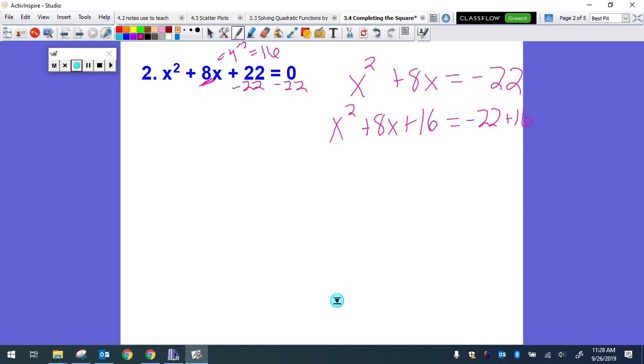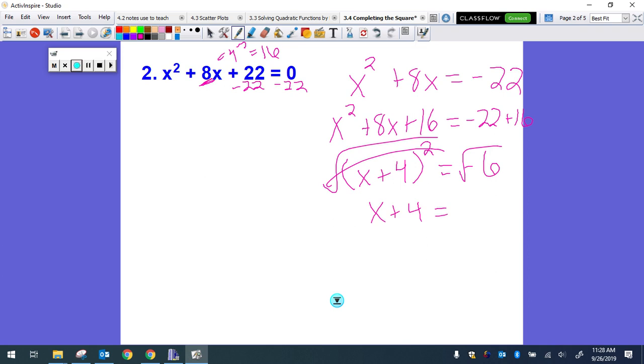Let me go ahead and combine. Half of 8 is 4, so that's what would go in this half. On the right side, we want to combine. Negative 22 plus 16 is negative 6. Next step, take the square root of both sides. Those cancel, so I have x plus 4. Now look at this. Can you take the square root of a negative? No, you cannot. So this one is no solution, because we cannot take the square root of a negative.